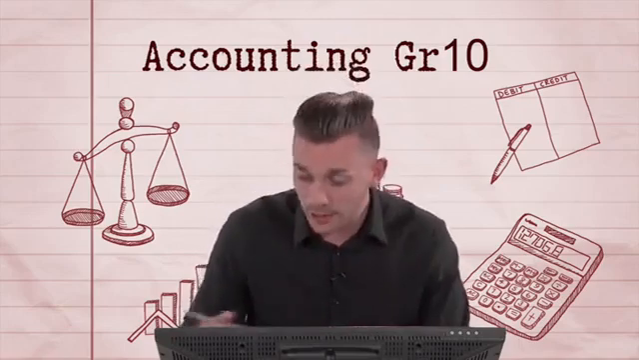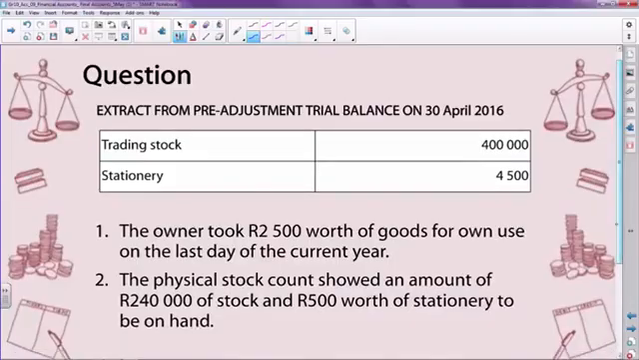Now, let's go and read the first adjustment. I'm giving you the extract from the pre-adjustment. So again, before any adjustments have been done, trial balance on 30 April 2016. I'm giving you trading stock, and as you can see, the trading stock given is 400,000, and stationery which is an expense, and this expense is given as 4,500. Now, what do I need to go and do? Read the very first adjustment.